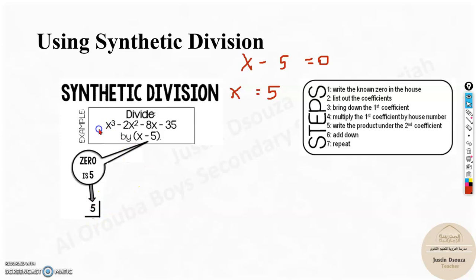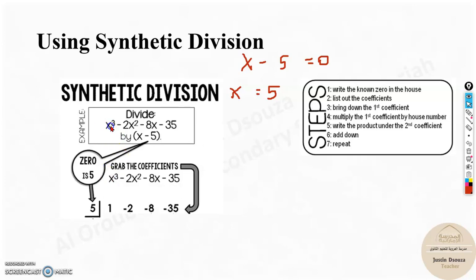And then the coefficients of the dividend. You can see over here, the coefficient of x cubed in the dividend is 1, of x squared is minus 2, of x is minus 8, and the last constant is 35. Remember, you must write this in descending order of degrees. It must be the highest degree first. Over here it's 3, 2, 1, and then constant or 0. So this is how we write it.